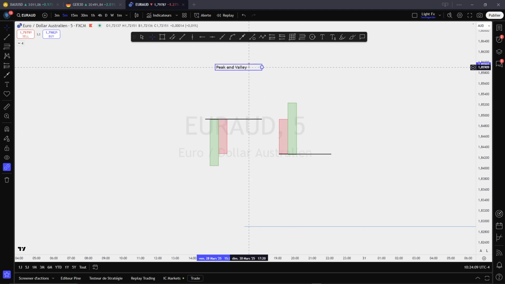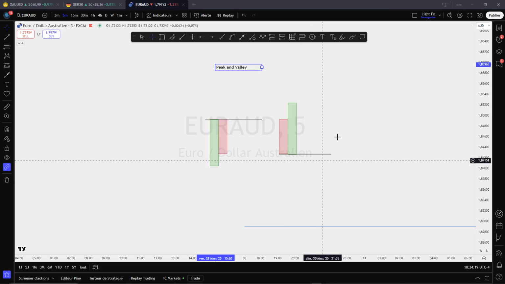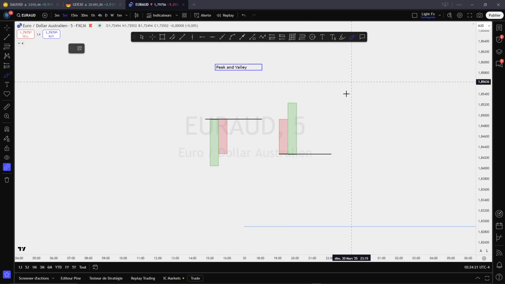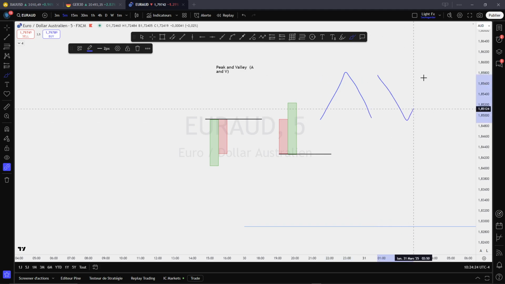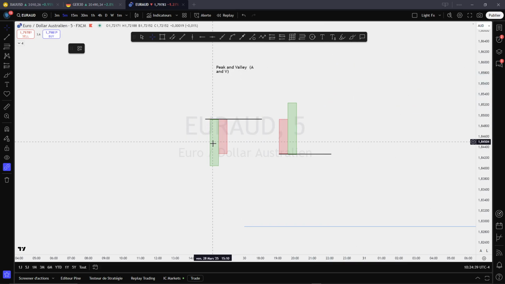The first category is peak and valley. Peak and valley that I can call A and V. Why? Because of the shape they make. If you see A is like this and V is like this, you understand this is a peak, and you understand this is a valley. Okay, peak and valley. So how do you mark the peak and valley? You take the close of the first candle and then take the open of the second candle and then mark it.